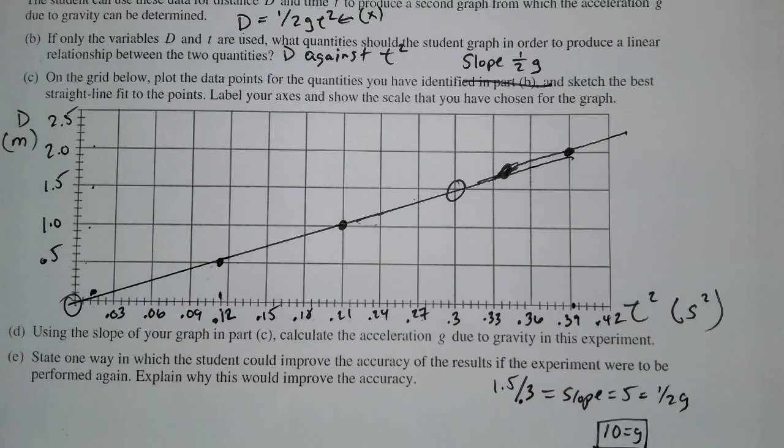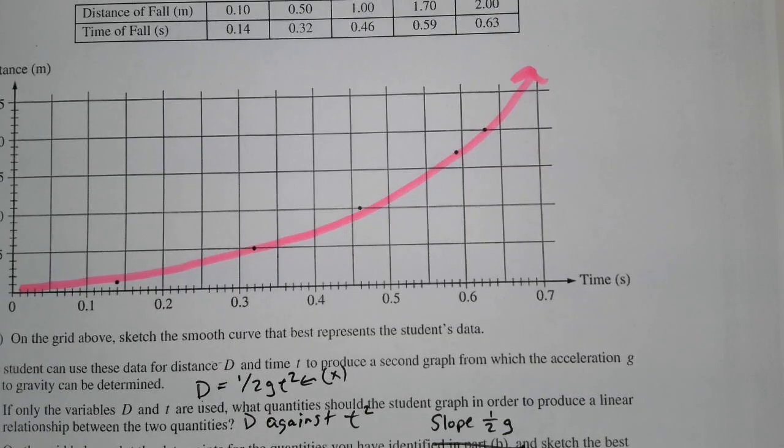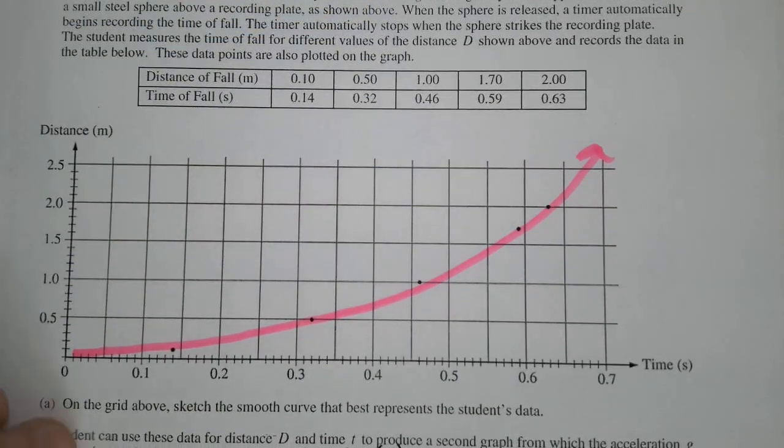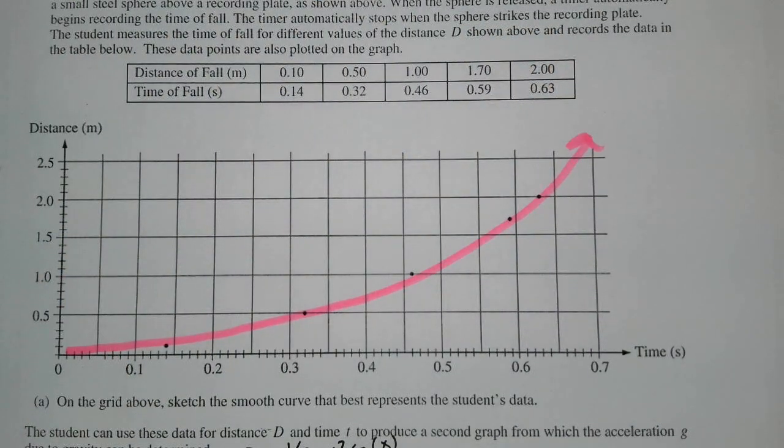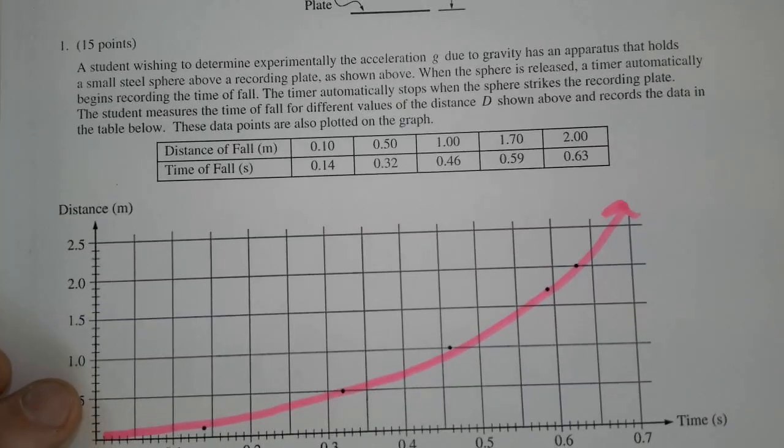Okay? Part E, we had a little bit of time. State one way in which the student could improve the accuracy of the results if the experiment were to be performed again. Explain why this would improve the accuracy. So, not the main point of this unit, but with linearization, if you're at the later part of the year, let's see, we were dropping it, and we increased the distance that it was taking to fall. What is one thing we could do? It was a recording plate, so it seems like the timer automatically begins recording with the time of fall. So that definitely was good.